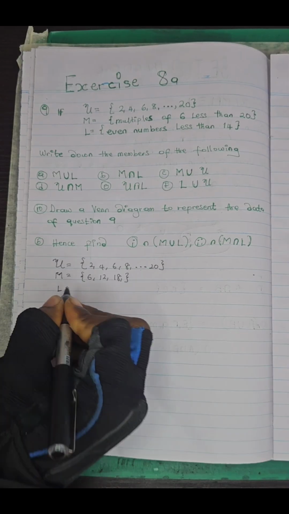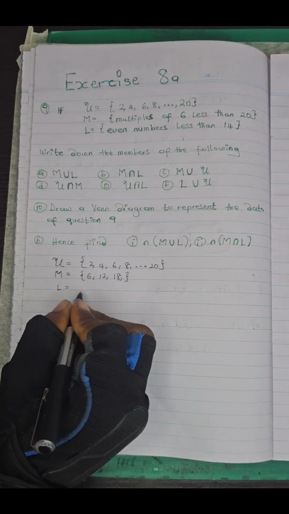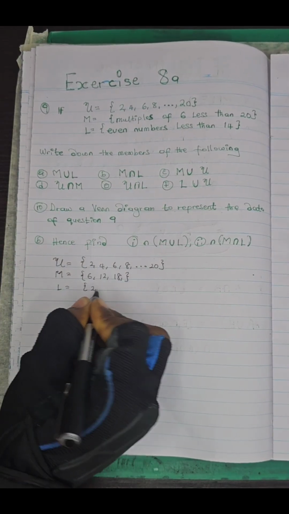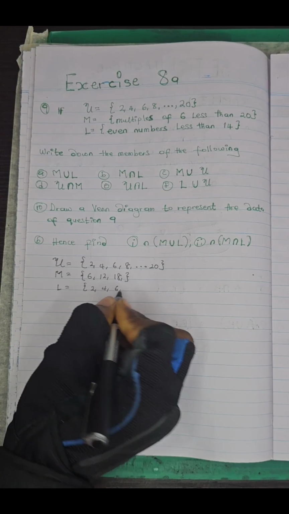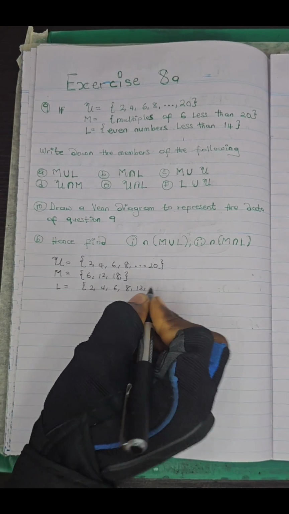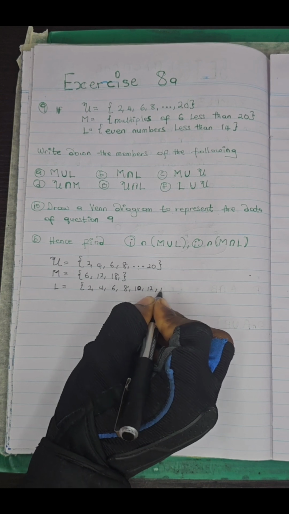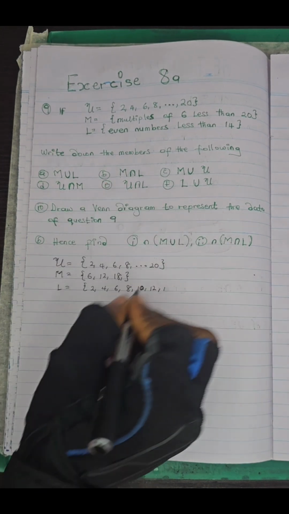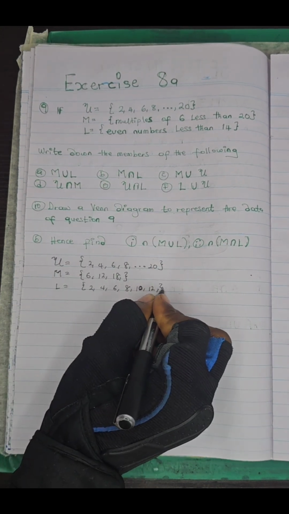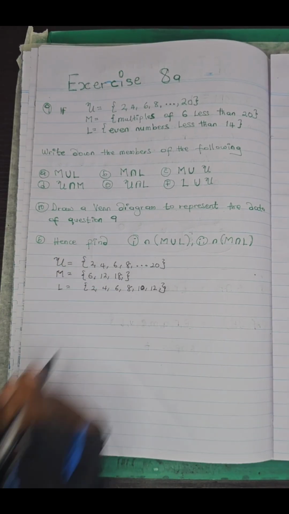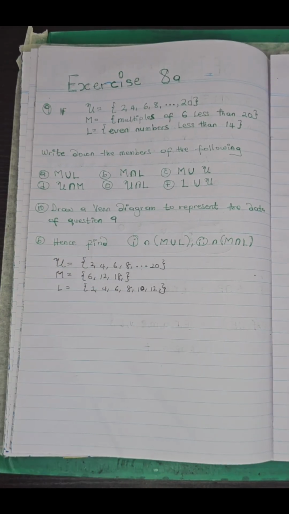While L stands for even numbers less than 14. So even numbers we have are 2, 4, 6, 8, 10, 12, and they say less than 14. So if it is less than 14, 14 will not be included. So these are the 3 sets we have.